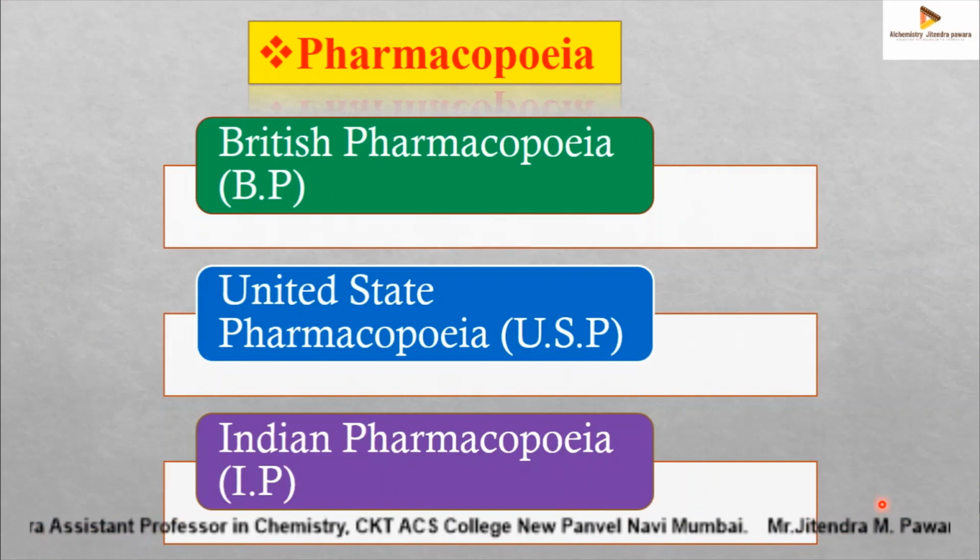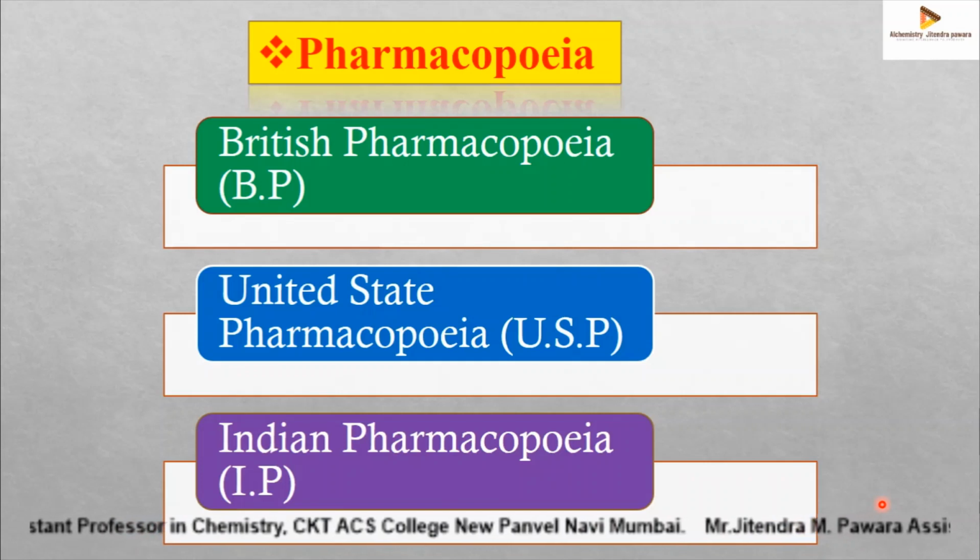The next point is pharmacopoeia. What is pharmacopoeia? This word is made up of two different words. Pharmacon means drug and poem means to make. So it is a book of direction and requirements for the preparation of medicine. It is generally published by an authority.